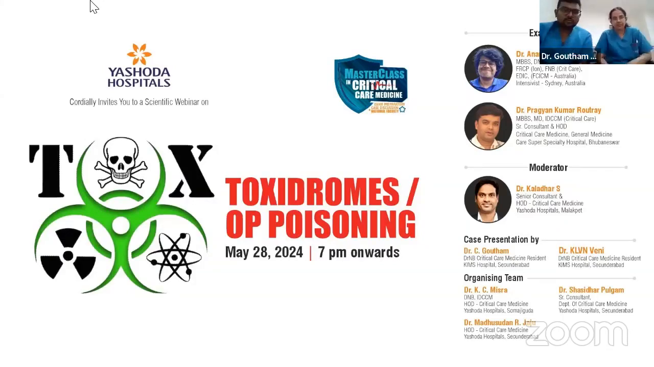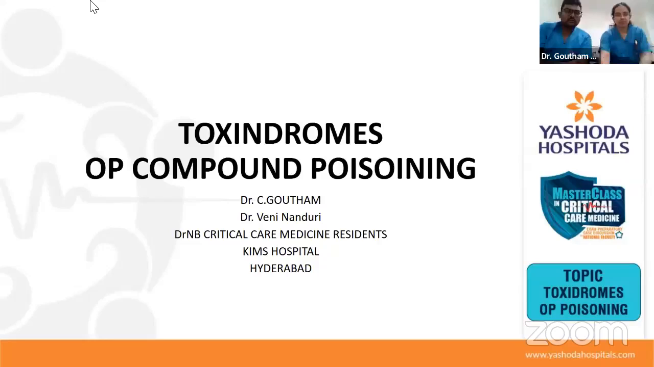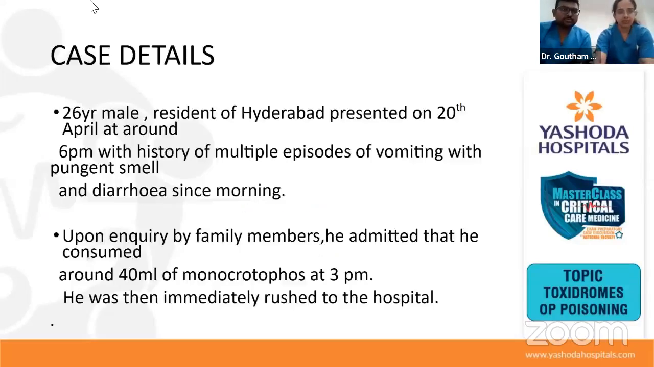We are going to present a case of OP compound poisoning. Coming to the case, we had a 26-year-old male, a resident of Hyderabad, who presented to us on 20th April at around 6 p.m. The presenting history was multiple episodes of vomiting with a pungent smell and diarrhea since morning. Then we inquired with the family members and they admitted that he had consumed around 40 ml of monocrotophos at around 3 p.m. that day. He was then immediately rushed to our hospital.